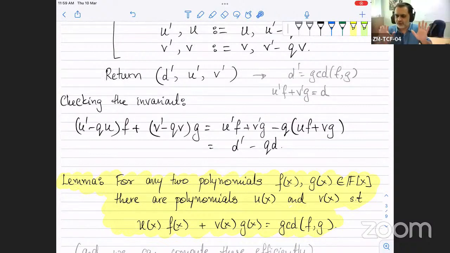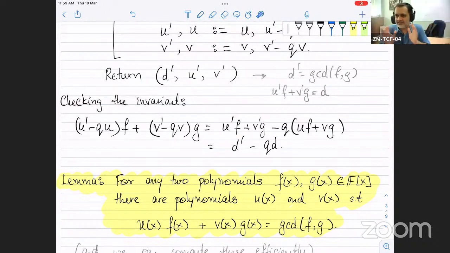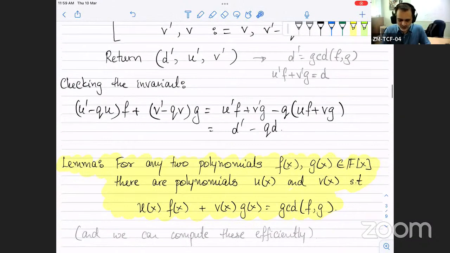So you probably had seen the extended Euclid's algorithm for numbers. Okay, and we are just doing the same thing for polynomials. In some sense, nothing really changes. It's just that the notion of one number being smaller than some other number is replaced by the degree being smaller, etc. So it's more or less the same thing. And what the algorithm above says is that you can actually compute u, v, and the GCD efficiently. You can do this in polynomial time.